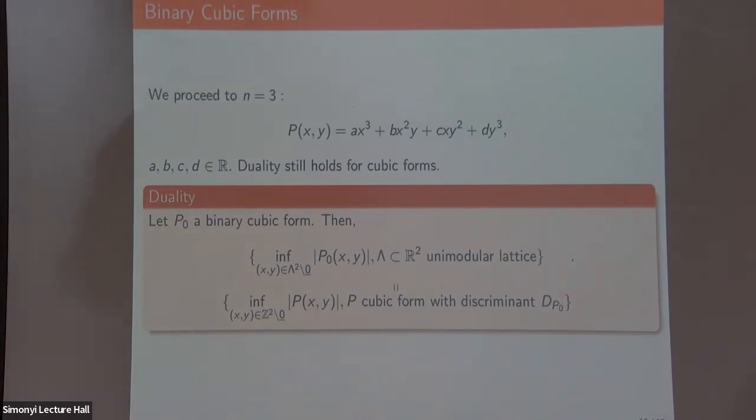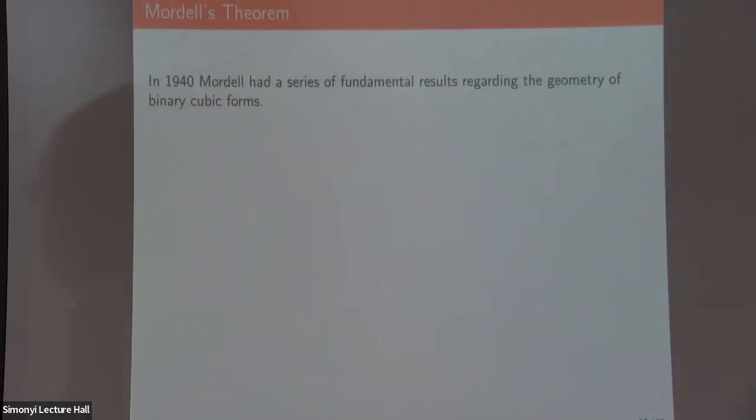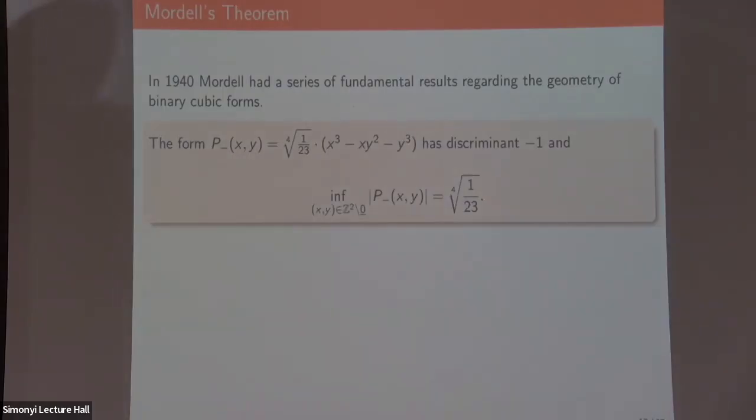Both are acceptable. Okay, so in the 1940s, Mordell had a series of papers along with Davenport, very important, on the distribution and the geometry of binary cubic forms. So let's start with this form right here, P minus.